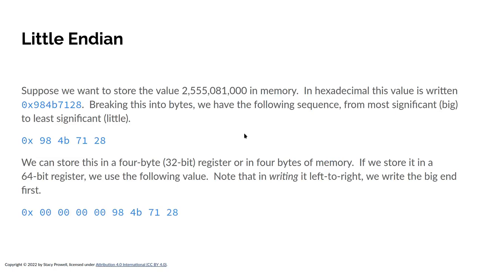So if you wanted to store this big number in memory, we can take this decimal number, convert it to hex, and it looks like this. And so we know that every 2 hex digits is 1 byte. So that's 1, 2, 3, 4 bytes. So we can write it this way to see those 4 bytes. This is the most significant byte. And this is the least significant byte, the little end of it. This is the big end. We can store this in a 4-byte register, or in 4 bytes of memory. In a 64-bit register, we'd have 8 bytes, zeros in front here, and then the 4 bytes of the number here.